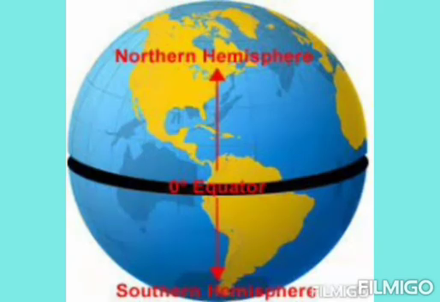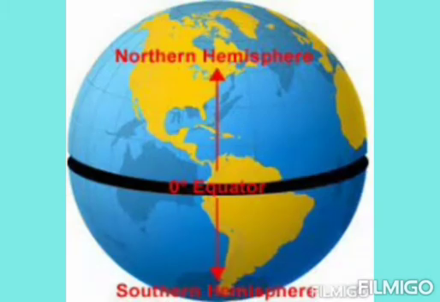Next we see the hemisphere. Hemisphere means half of the circle: northern hemisphere and southern hemisphere. The area of the earth found between the equator, 0 degree, and the north pole, 90 degree north, is called the northern hemisphere.